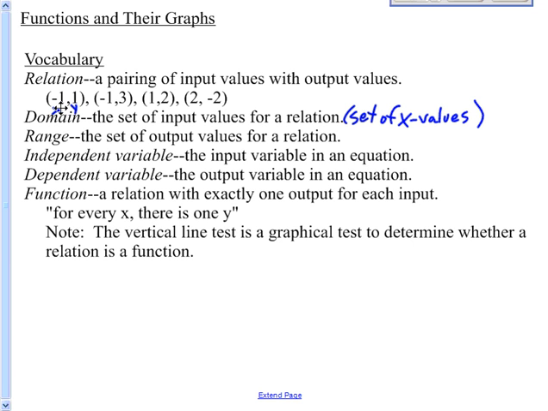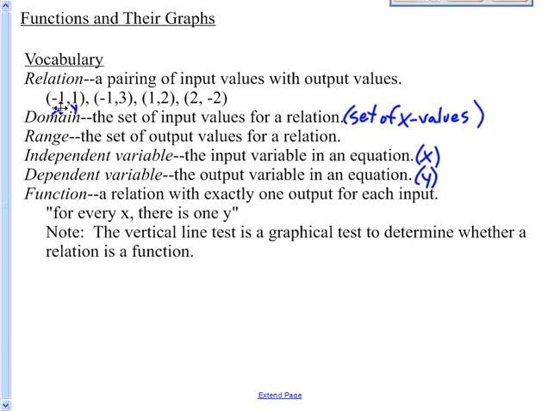Okay, the independent variable is your input variable in an equation. So your x variable, typically speaking, right? Your output variable is your dependent variable. Your dependent variable depends on what you put in, your input or your independent. So your dependent's your y.